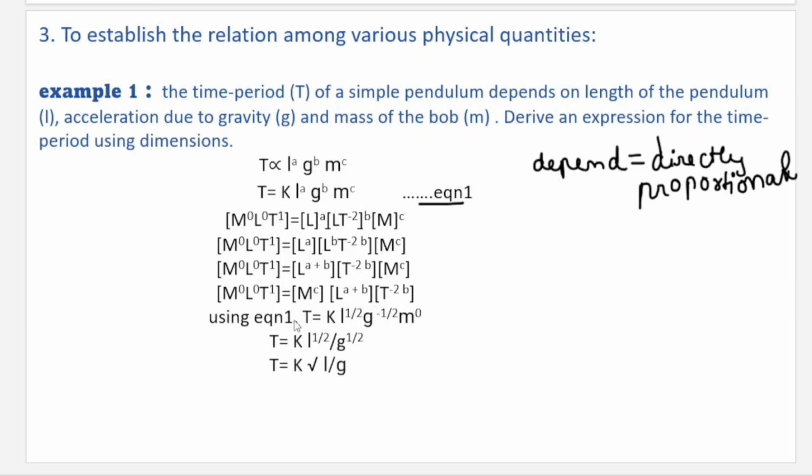Now using equation 1, T is equal to k L g m. How do we get these dimensions? We'll just show you. Now from here we can see that C is equal to 0. Then A plus B is equal to 0.